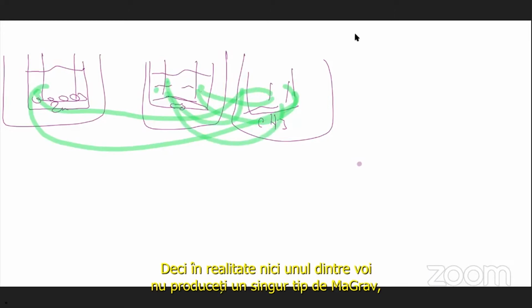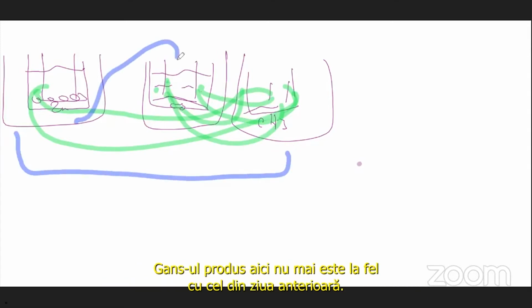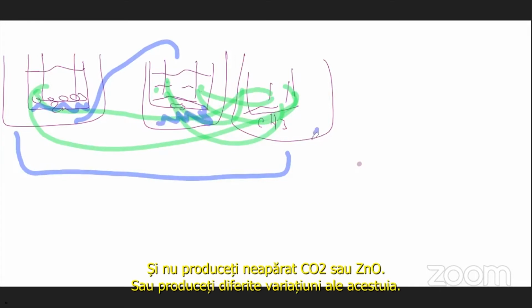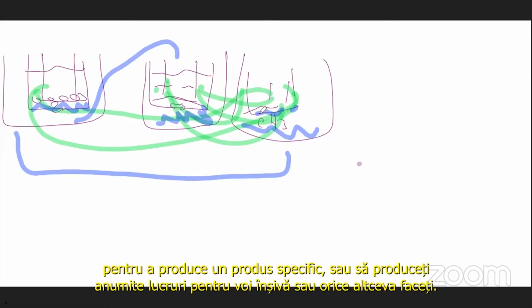So in reality, none of you are producing one kind of MAGRAPH, and if something happens tomorrow, you move this box over here and this box moves over here. Your gases produced here are not the same as the day before, and you're not necessarily producing CO2 or zinc oxide, or you're producing a variety of versions of it. This is what has to change, for those of you working on specific ways to do specific products or manufacturing certain things for yourself or whatever you do.